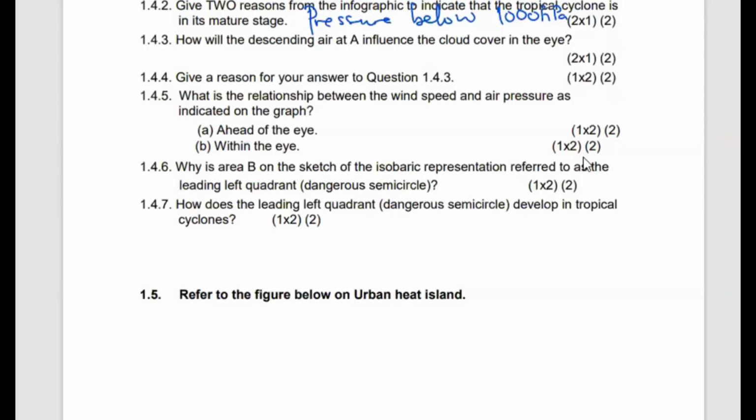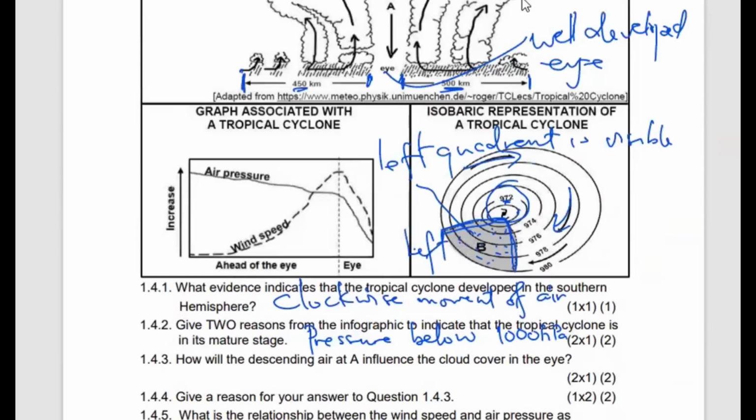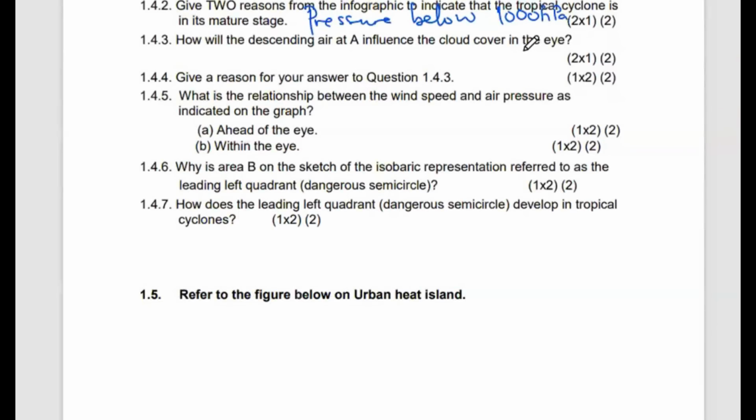How will the descending air at A influence the cloud cover in the eye? We are seeing that in the center of the system here, there's descending air. How does it influence cloud formation, or what will it be like in the center of the system? There's descending air. In the eye of the tropical cyclone, we'll have clear conditions. The descending air will result in clear skies. There will be clear skies in the center of the system. We don't have cloud formation in the center of the system. The weather system will be stable in the center because of that descending air. Or we can say there will be no clouds.